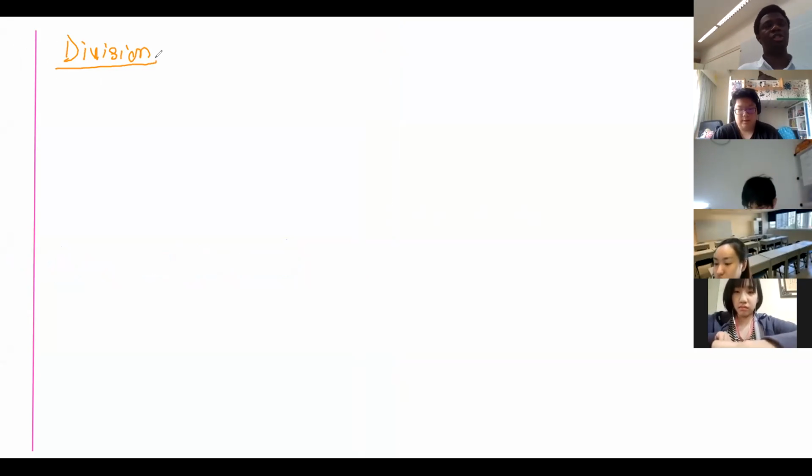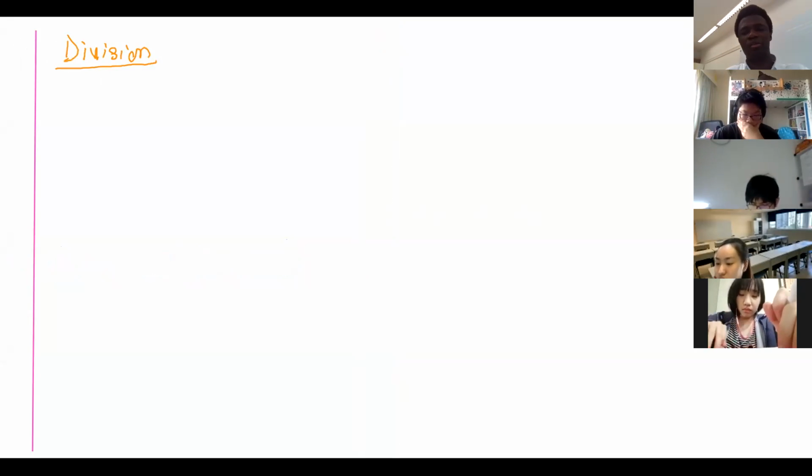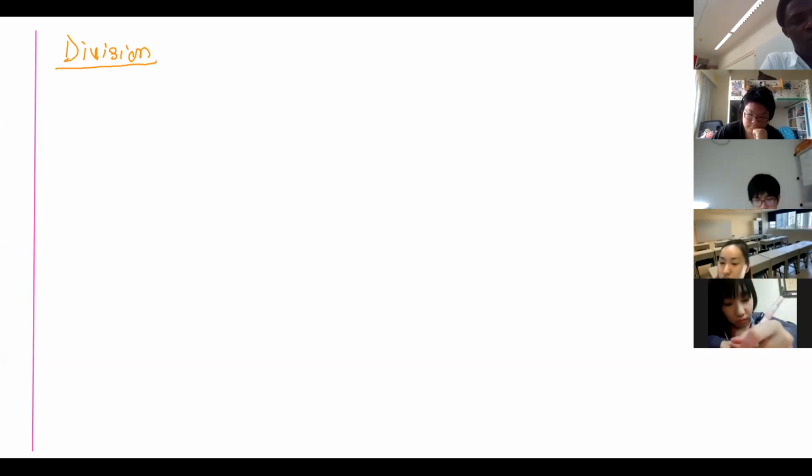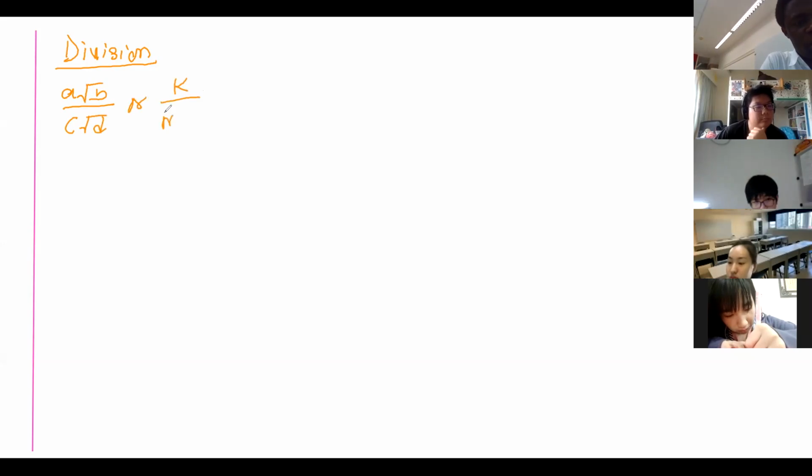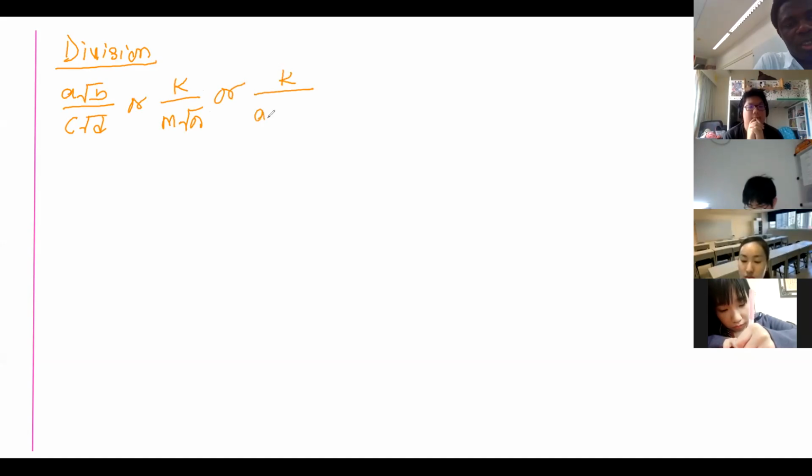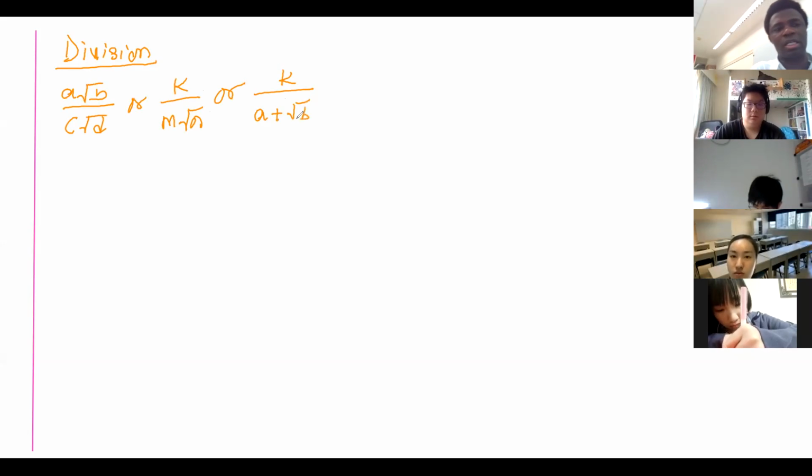So when talking about division of two surds, or maybe division of a number by a surd, by division we mean maybe a root b divided by c root d, or some number k divided by m root n. So this is what we are interested in for monomial. And sometimes we can have binomial where you have maybe a plus root b. So this is what we are interested in here.